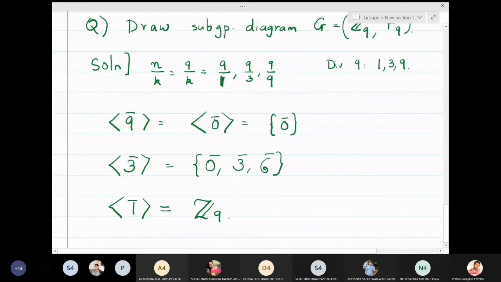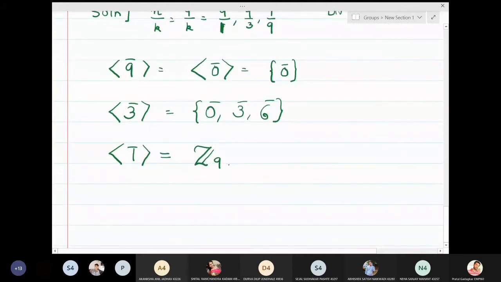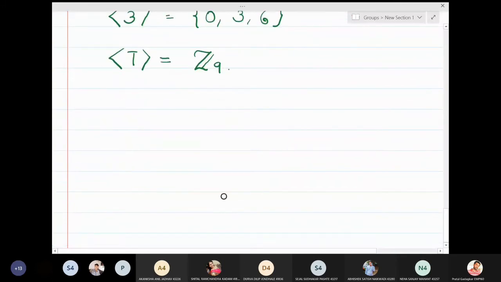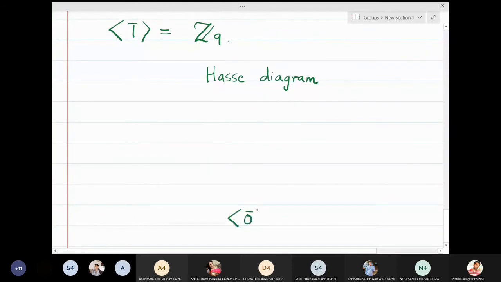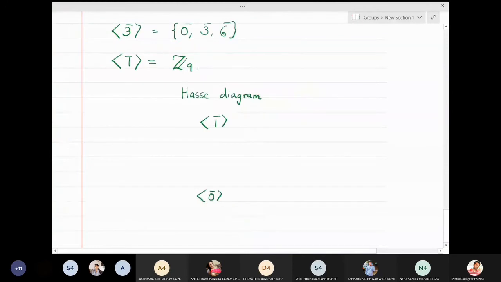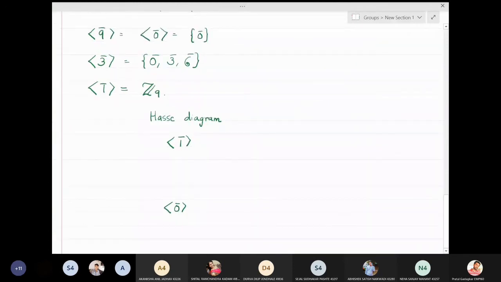Okay, now what do you observe in these three subgroups? The smallest subgroup is the subgroup generated by 0 bar. So what is the Hasse diagram now? The smallest subgroup is the subgroup generated by 0 bar. The largest is the subgroup generated by 1 bar, which is Z9. And 0 bar is clearly contained in the subgroup generated by 3 bar, which is clearly contained in the subgroup generated by 1 bar. So the diagram will be very simple here.